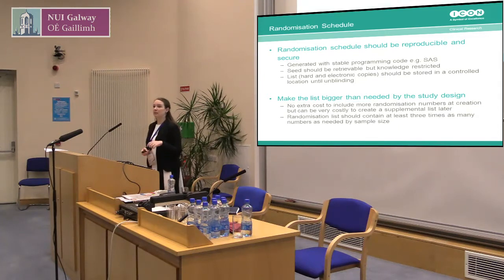The seed is the number that starts our randomisation, and that determines the order in which the allocations are assigned. So that needs to be known, it needs to be retrievable, but it also needs to be blinded and kept separate from people who shouldn't have access to the treatment allocation during the trial and only revealed at the end. And then a copy of the list, both a hard copy and an electronic copy, should be stored in a controlled location until the unblinding occurs at the end of the trial.